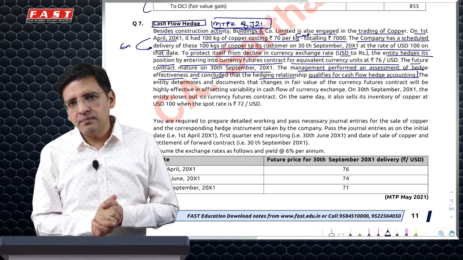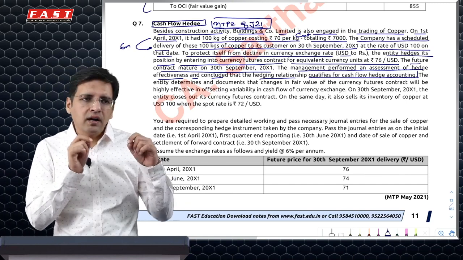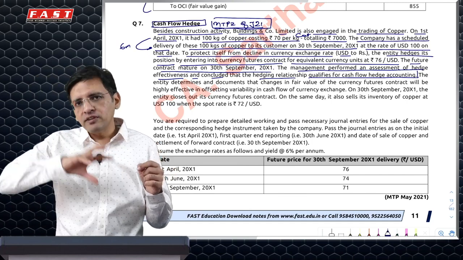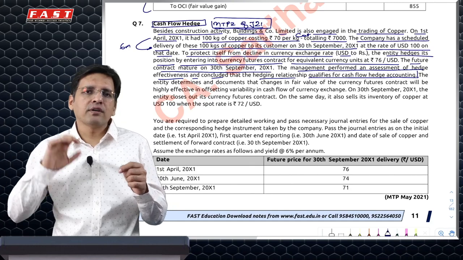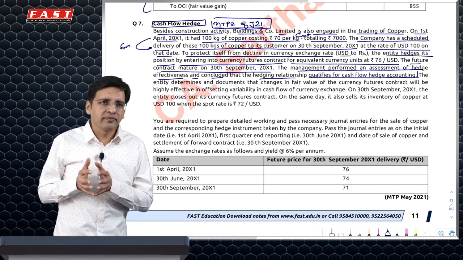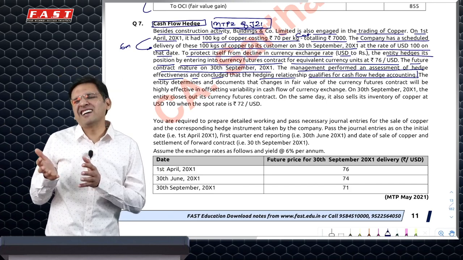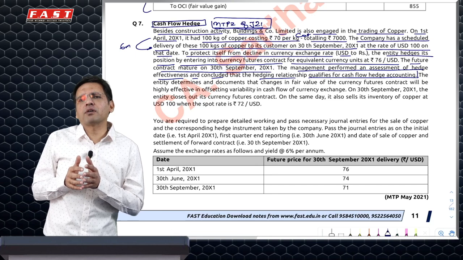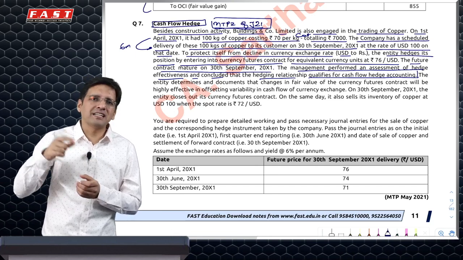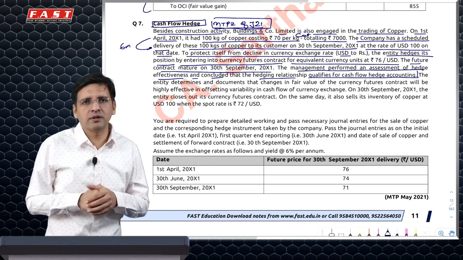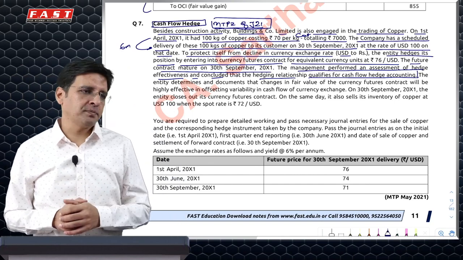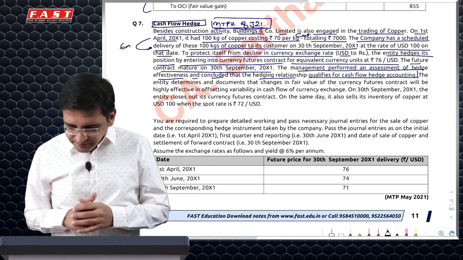So, cash flow hedge accounting basically applies whenever you take a hedge instrument to remove the variability in your cash flows. Here your cash flows could have gone up or down depending on the dollar exchange rate changes. You have taken a future contract, which ideally should be a forward, to mitigate those risks of changes in foreign currency. So you're basically removing the variations which could possibly come in your cash flows. Hence, it would qualify to be a cash flow hedge if the hedging relationship is effective, which it says is.